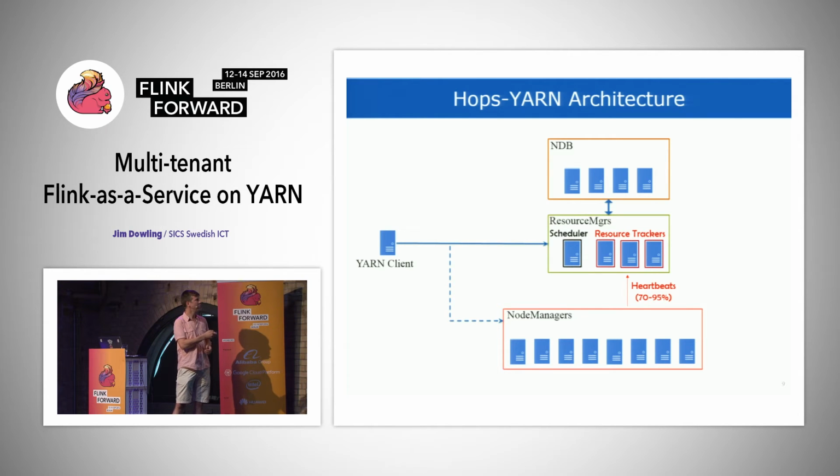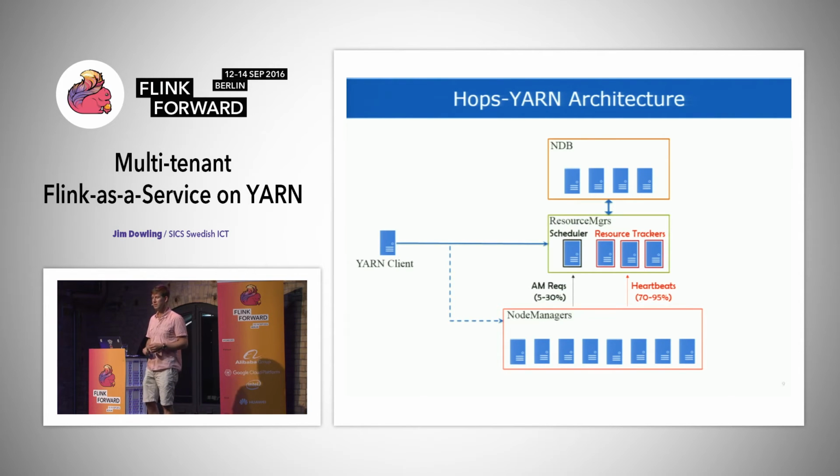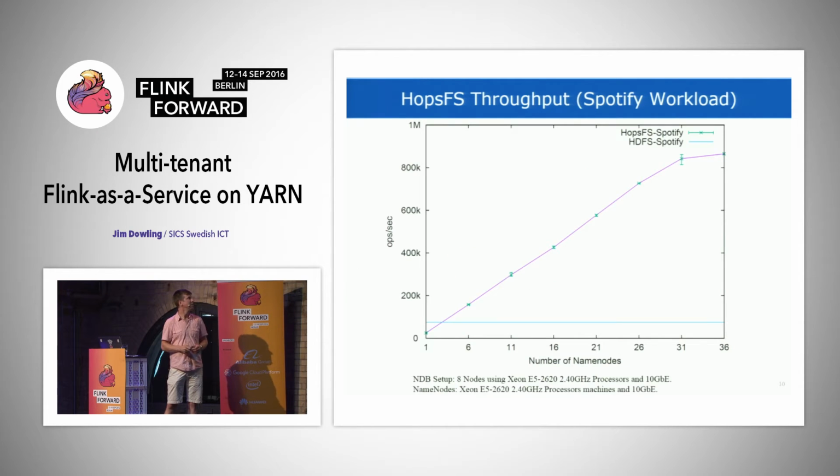Our cluster state's no longer on the JVM, it's in the database again. And then we have a single scheduler that handles all the application master requests. So this thing scales out quite well. I don't have any figures today on this, but 10K node clusters work quite well on this. So this is the file system.